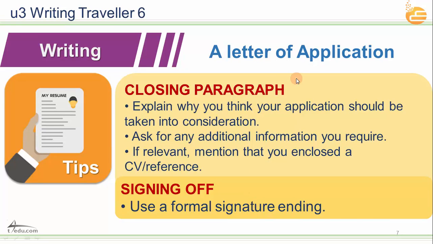Then finally, in the conclusion or the closing paragraph, first, one, you explain why you think your application should be taken into consideration. So you're trying to give advice and a strong recommendation to the company you're applying for, or the site you're applying for, that you need the company or the boss or the HR to take your application into consideration, because this will show that you insist on having the job and you're so determined to get the job. Number two, ask for any additional information you require.